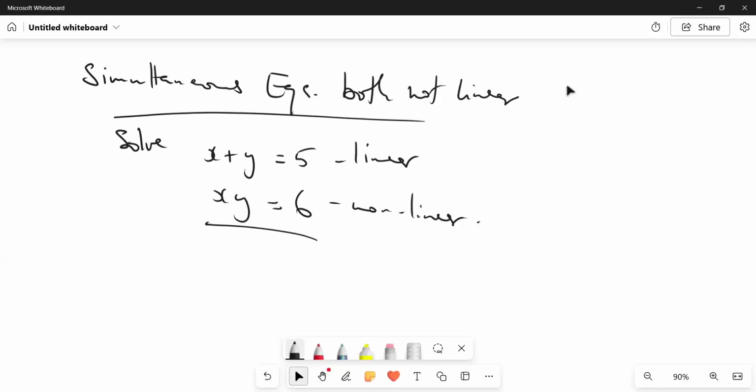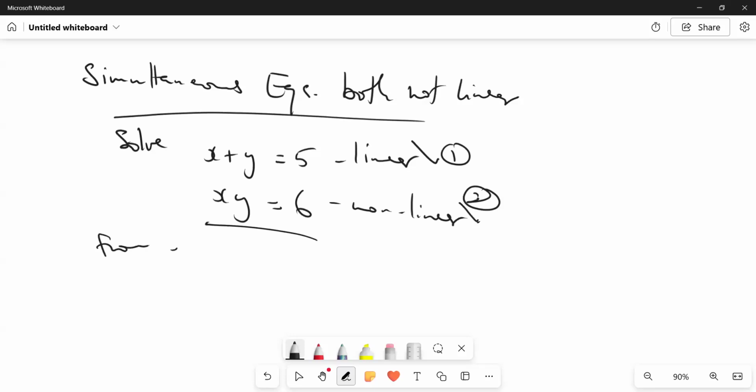So we're going to look at simultaneous equations where both are not linear. Here you have a linear equation, and here you have a nonlinear equation. So here is where the method of substitution is very valuable, because look at what we can do now. Let's call this one equation 1, and we'll call this one equation 2. And we can take this one.